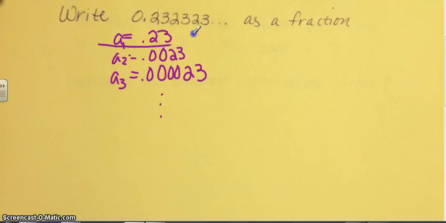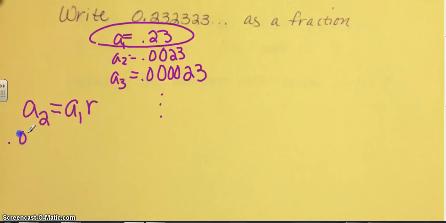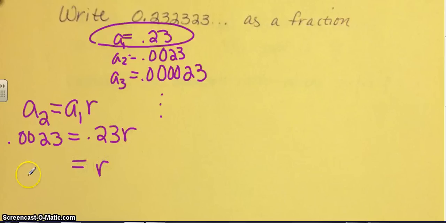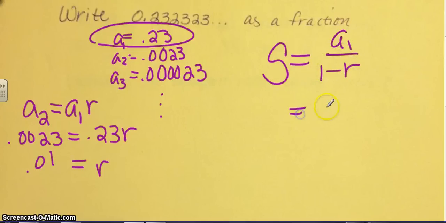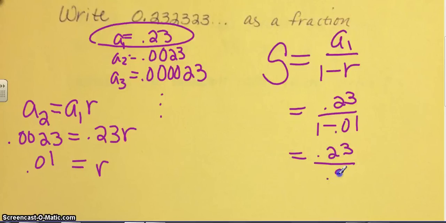Now a sub 1 is 0.23. I need to find r. A sub 2 is equal to a sub 1 times r. A sub 2 is 0.0023. A sub 1 is 0.23. And if I solve for r, I get 0.01. So back to this little formula again, a sub 1 over 1 minus r. That would be 0.23 over 1 minus 0.01, 0.23 over 0.99, and we don't want to leave the decimals in the fractions, so it's 23 over 99.